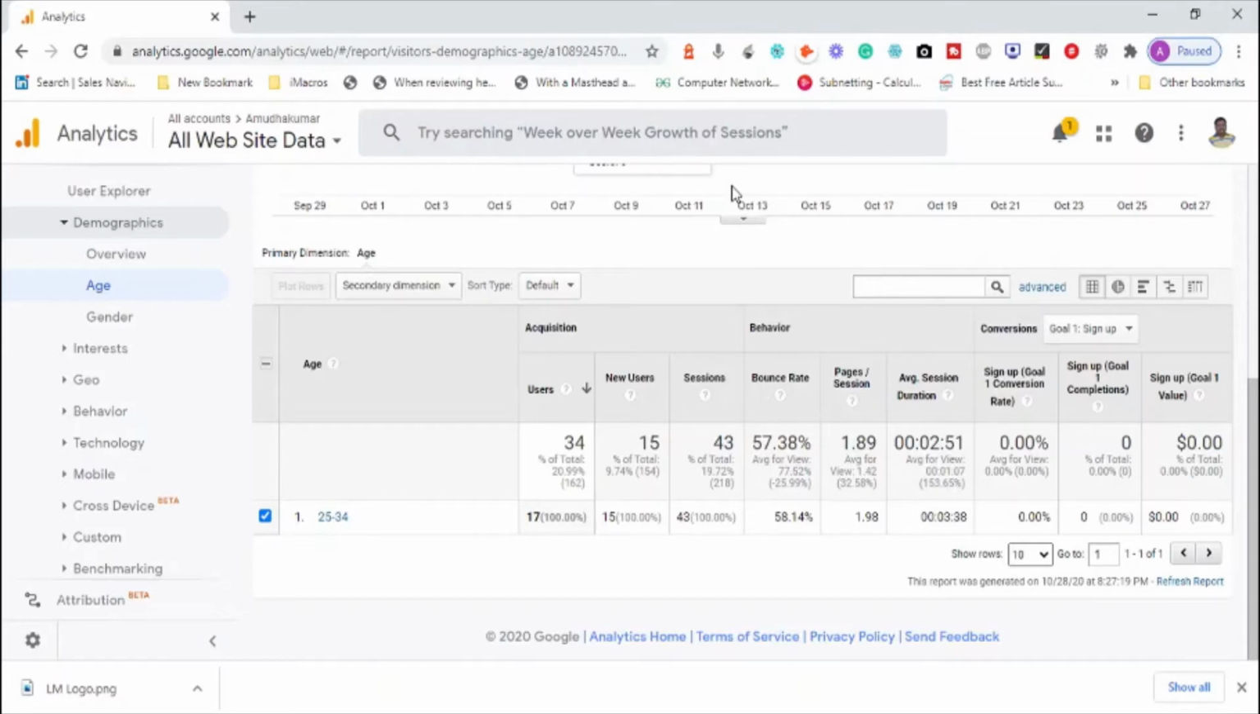Now you see, if 100 people come, and out of 100, 99 people are bouncing, which means there is no quality. If 100 people come and 99% of the people are bouncing, there is no quality. That's what we are trying to say.